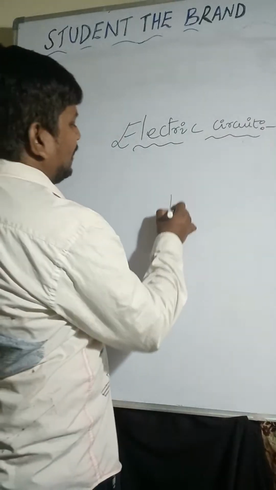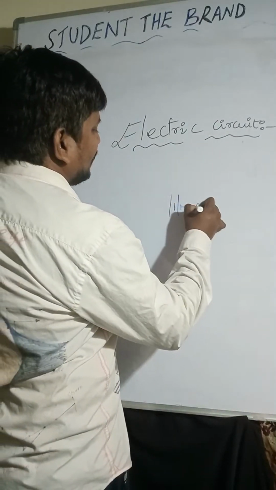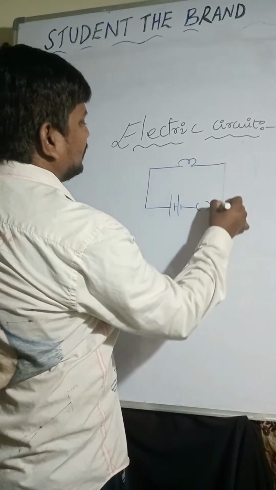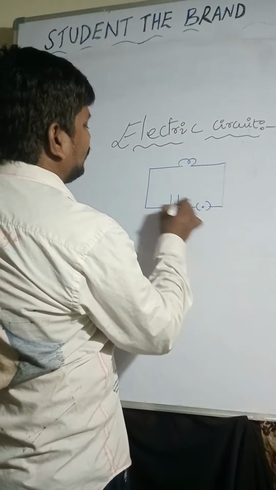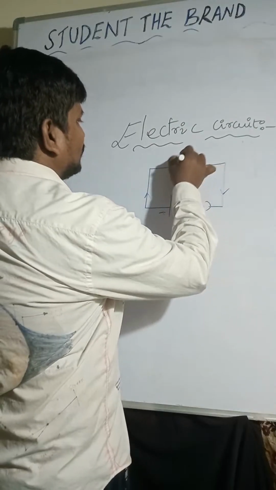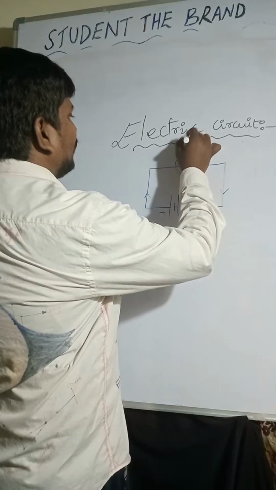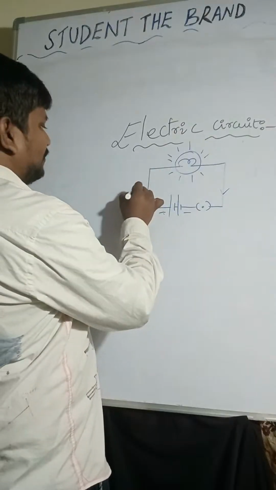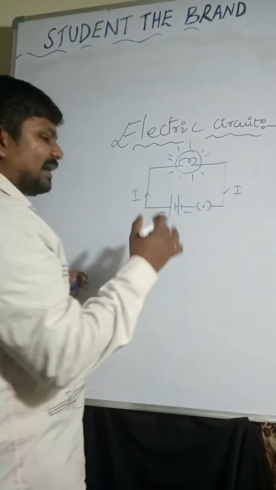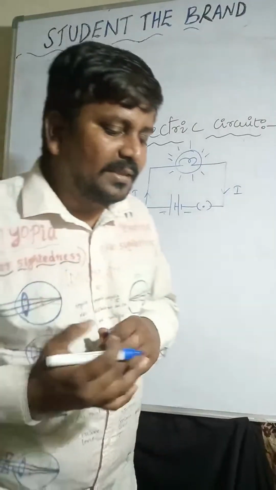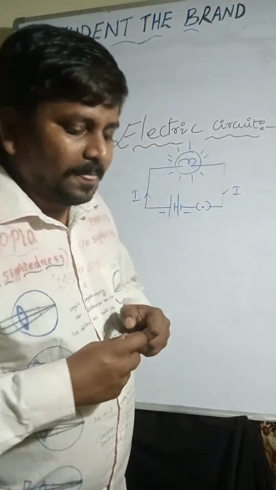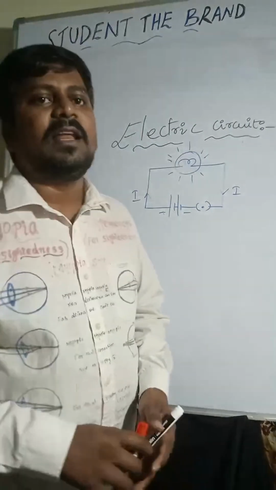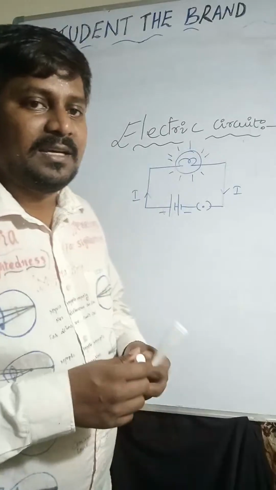Here I am taking a battery, a switch, and a bulb. Current starts flowing. The bulb is glowing because the switch is on. Current starts moving, right? A continuous and closed path of an electric current is known as an electric circuit.